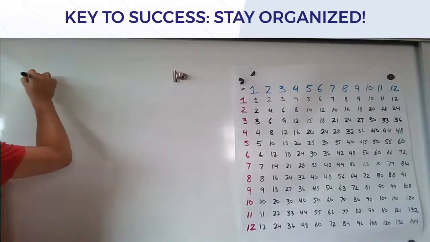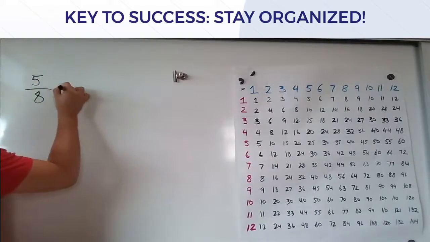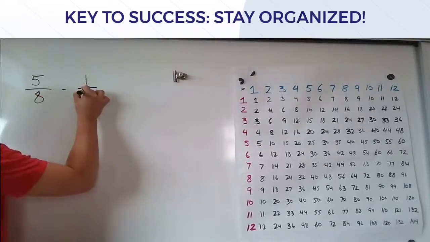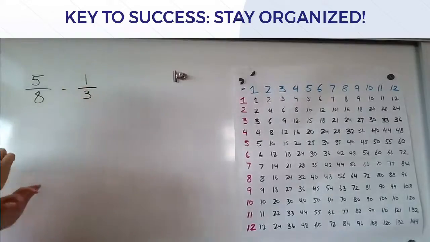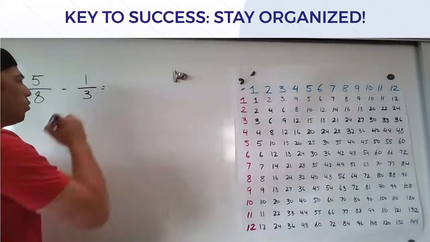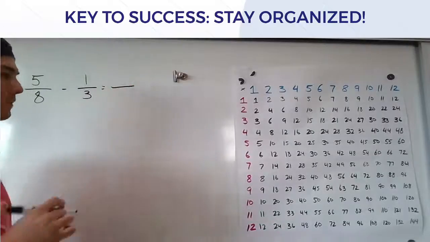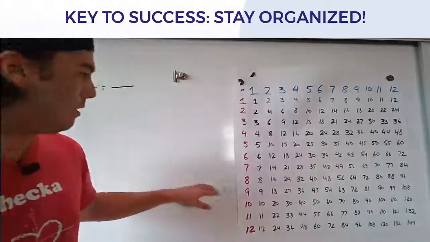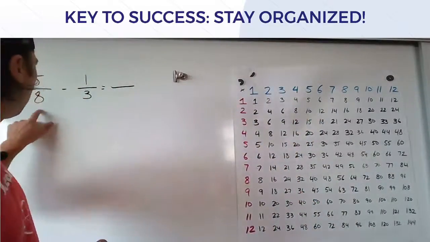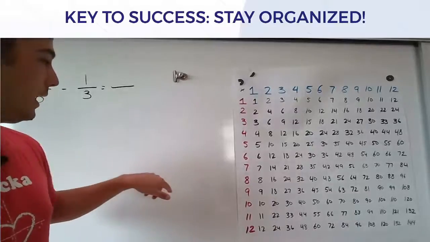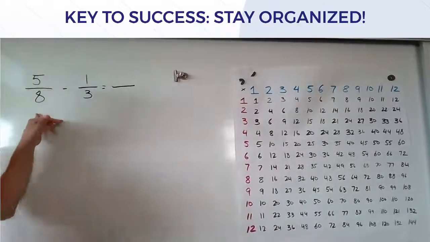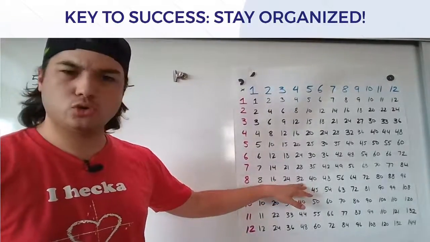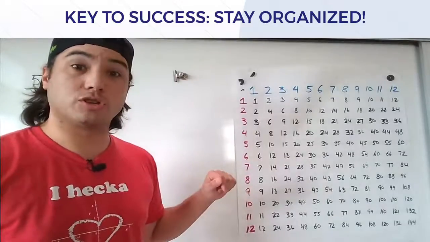So let's try something like this. Let's try 5/8 minus 1/3. Let's go 5/8 minus 1/3 equals what? So we're going to go to the 8s, see what we can convert this fraction into. So it could be 8s, 16s, 24, 32. Let's figure out which one of those numbers shows up in the 3's column.